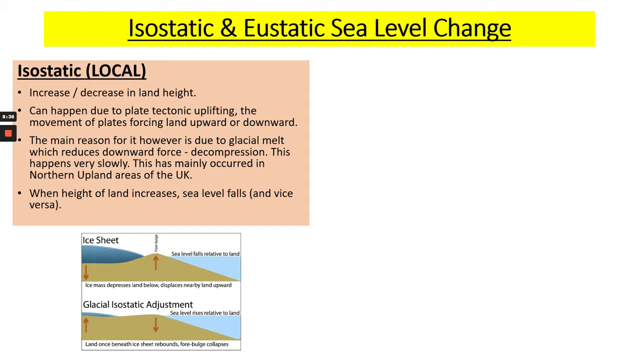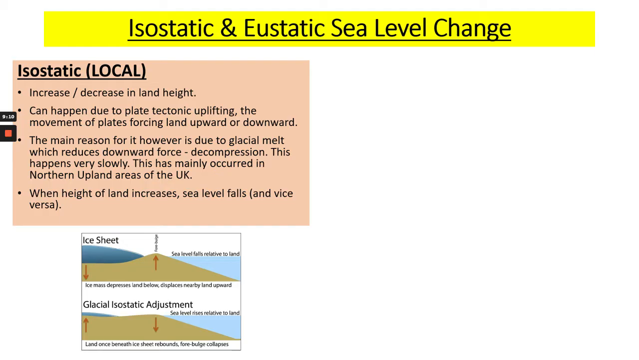And it simply means an increase or decrease in land height, underlined land height. So this is the land changing relative to the sea. It can happen because of plate tectonics, moving upward and downward, or it can happen because there were previous glaciers on the landscape which forced the land downward, compressed it, and when they melt, that decompresses and the landscape rises again. For example, the northern upland areas of Scotland in the UK.